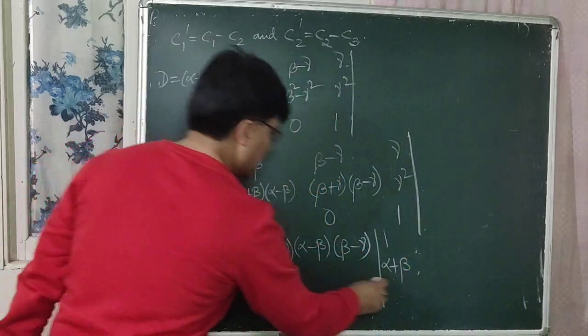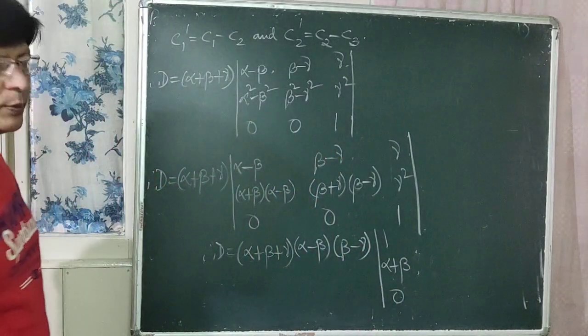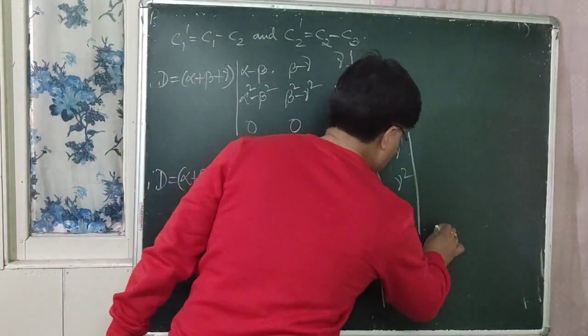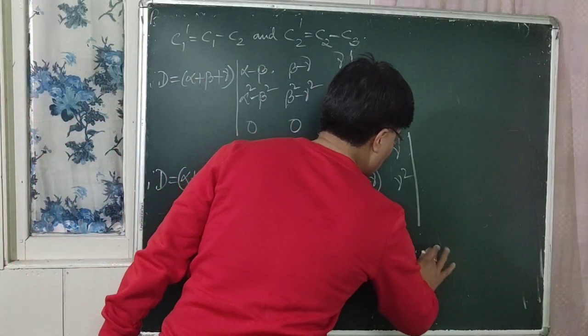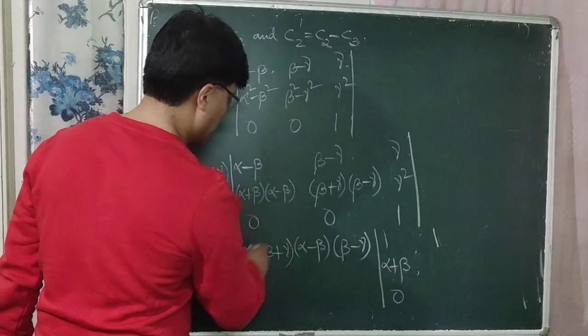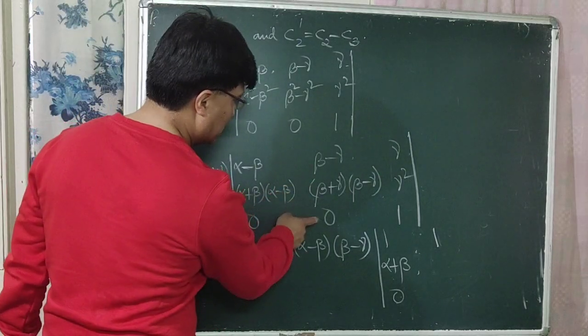Is it clear now? Now you can take common. You can use problem number 4. Here, alpha minus beta is common. Here, beta minus gamma is common. You can take out that common now.